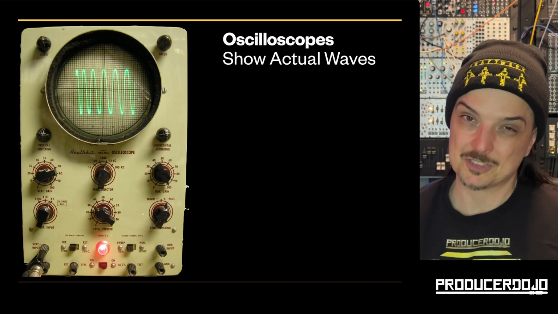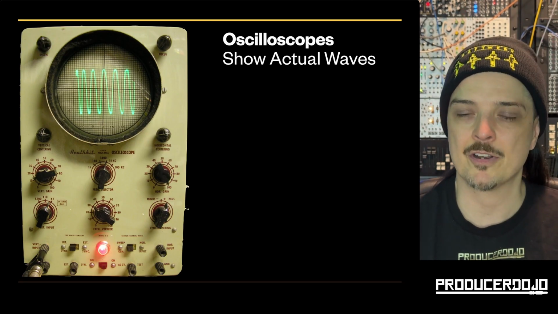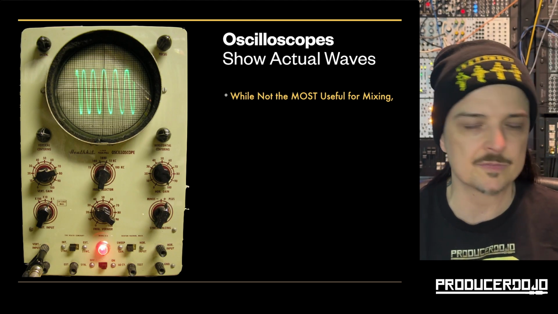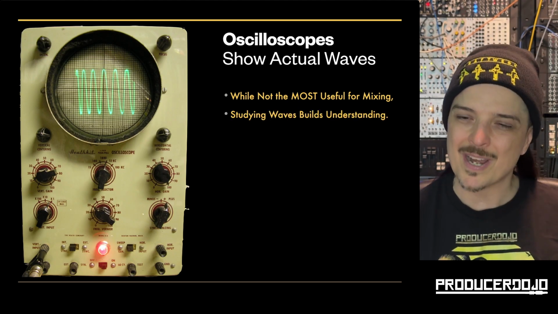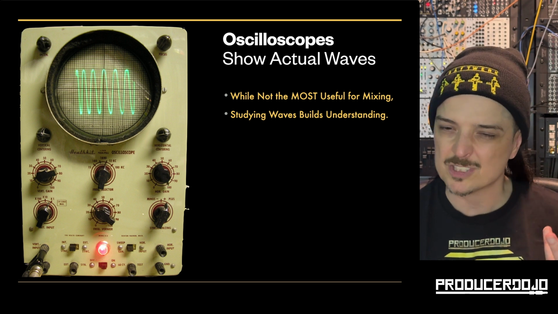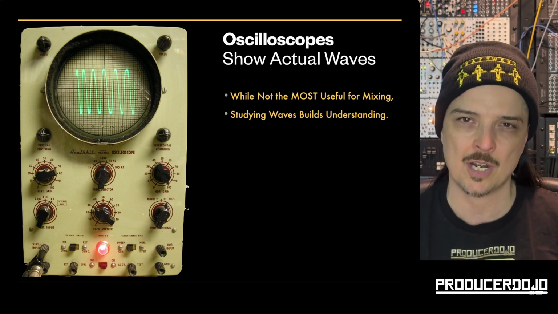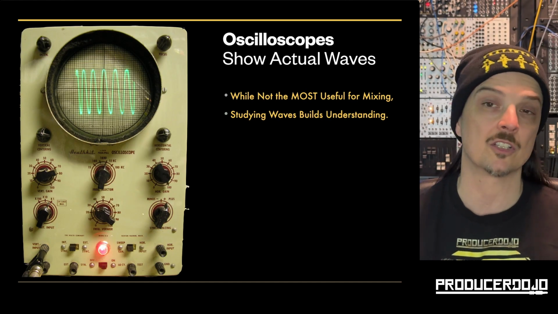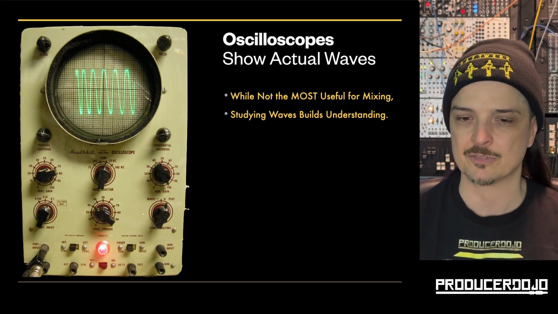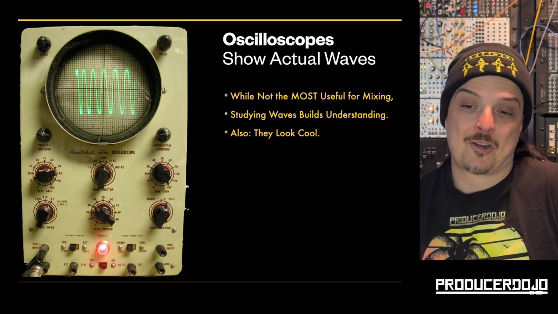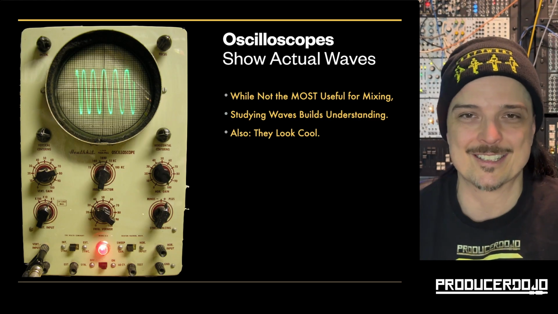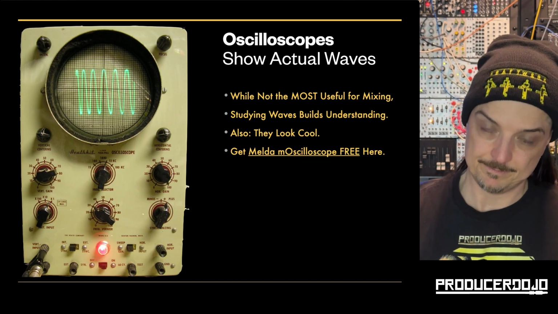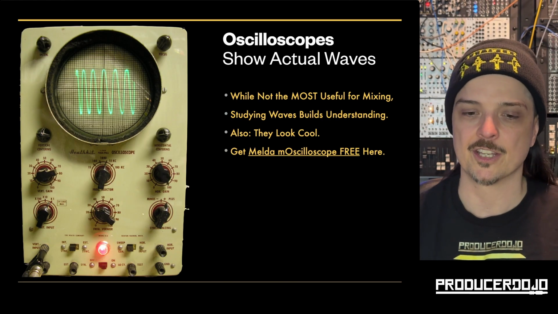And oscilloscopes are really cool too. You're probably going to want to have an oscilloscope set up somewhere. And while they are not the most useful for mixing, studying waves will build your understanding of what's actually happening when you're doing processes, and help you understand waves themselves. And you'll see me using a lot of images of oscilloscopes in this course. And also, they just look cool. I mean, come on, how mad scientisty is that oscilloscope on the left there? So you can get Melda Oscilloscope for free in the Melda free bundle, which I've linked in the notes.